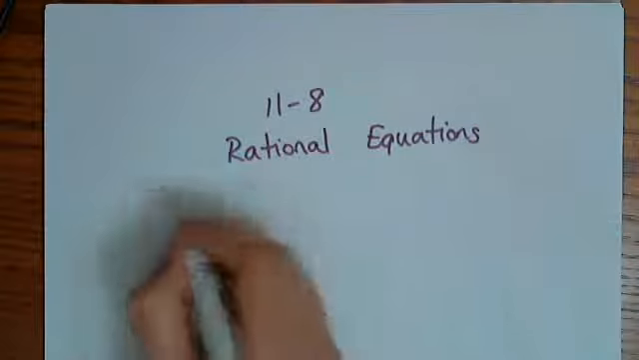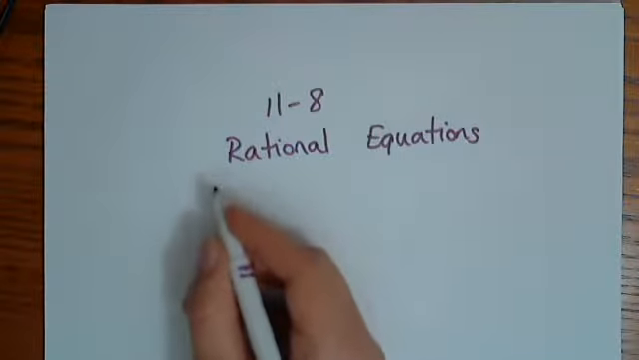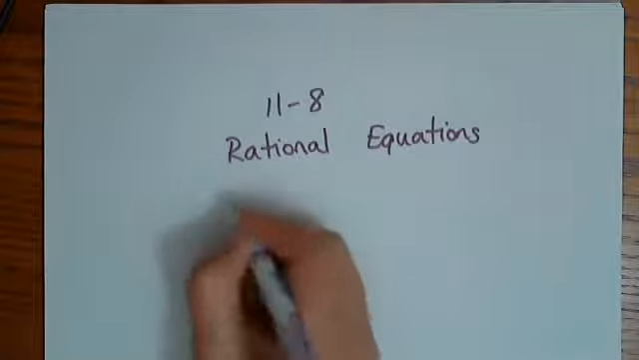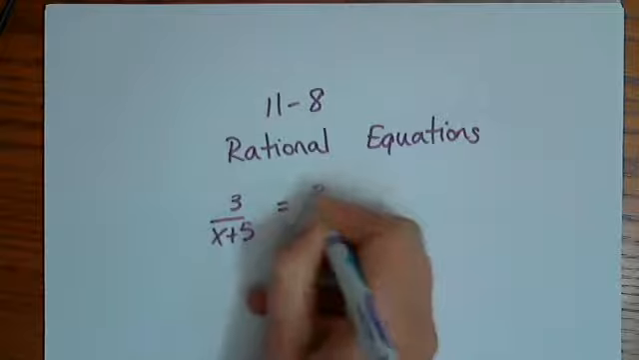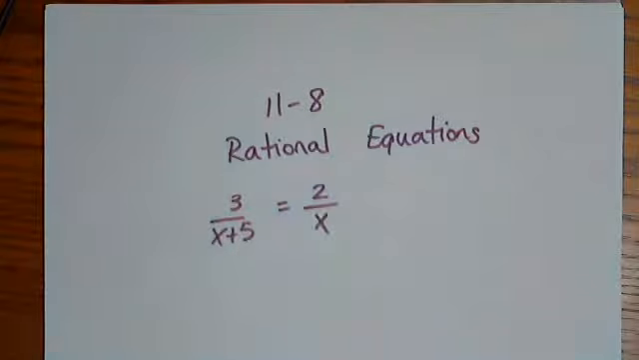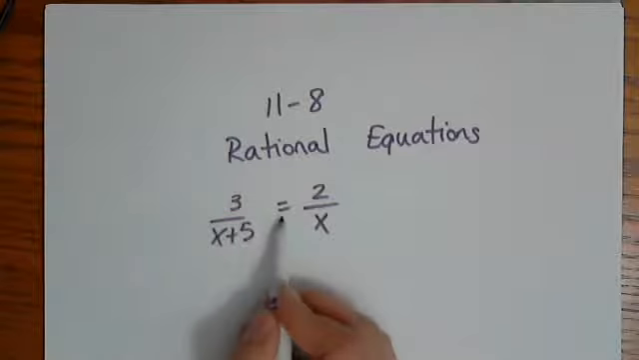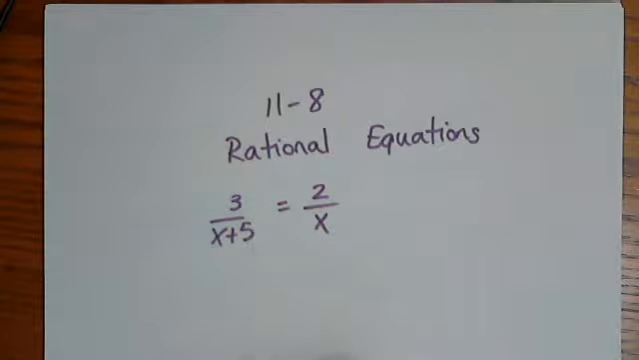So the first thing that we're going to do is a sample problem on page 720. Your sample problem looks like this. You have 3 over x plus 5 equals 2 over x. Once we have that, we have to figure out how to get x by itself. Anytime we have an equation and a variable, we're always going to want to get that variable by itself.